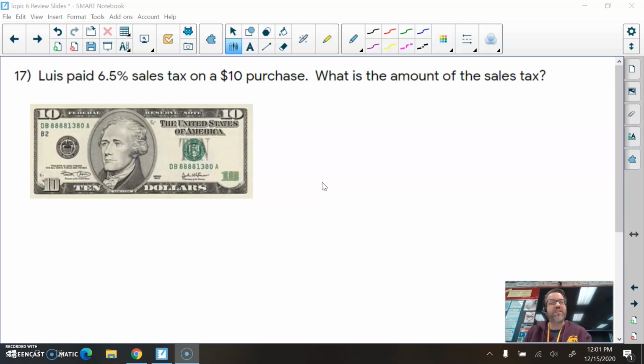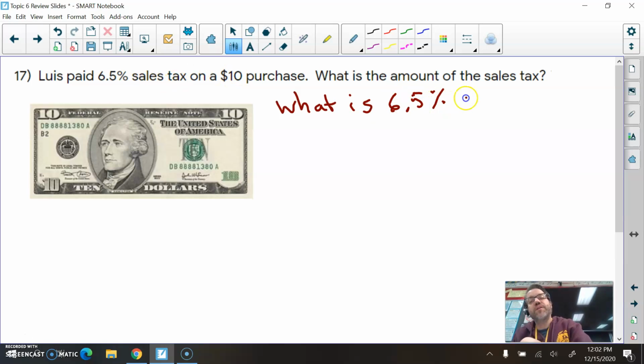Let's look at number 17. Luis paid 6.5% sales tax on a $10 purchase. What is the amount of the sales tax? If he paid 6.5% sales tax on a $10 purchase, the amount of the sales tax would be 6.5% of $10. So we're really asking, what is 6.5% of 10?